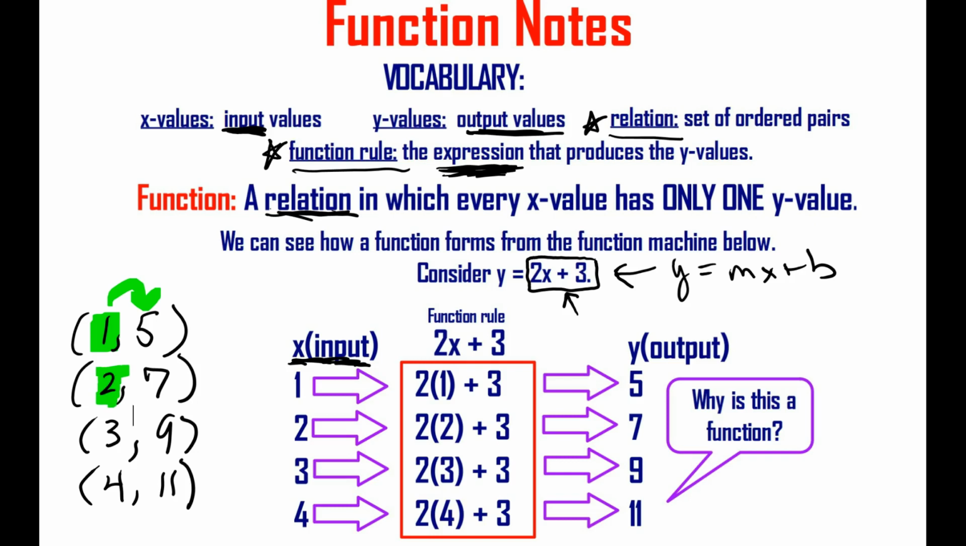Does this 2 have only one y value? Yep, the 2 only has a 7. Does this 3 have only one y value? Yep, it has 9. This 4 only has one y value. Yep, it has 11. That means 1 can't have another y value.